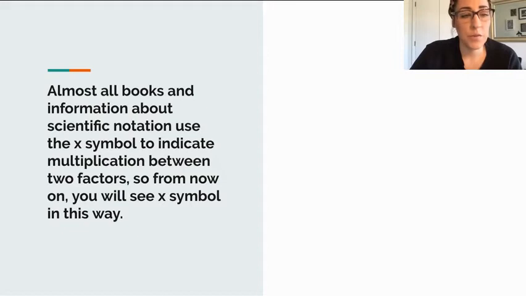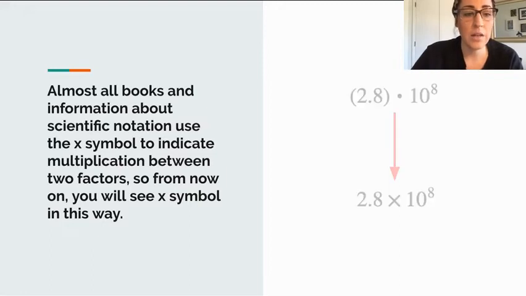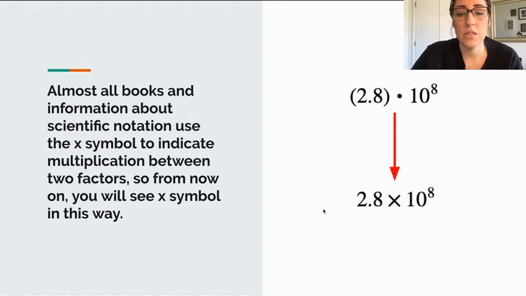Almost all books and information about scientific notation use the multiplication symbol as an X as opposed to the dot. So you're going to start to see things being written as this 2.8 times 10 to the 8th using that X symbol instead of the dot. That's just more of a common way that scientific notation is written. So from now on, you will see that symbol being used.